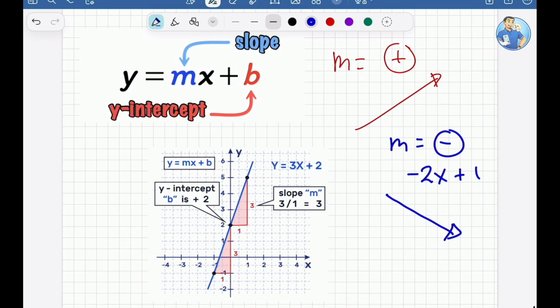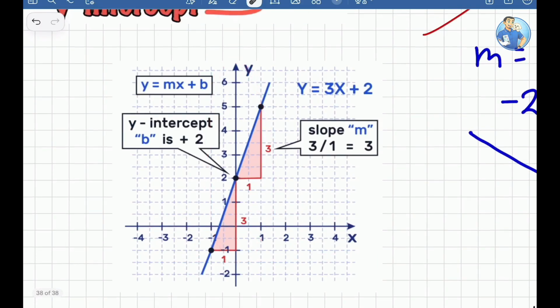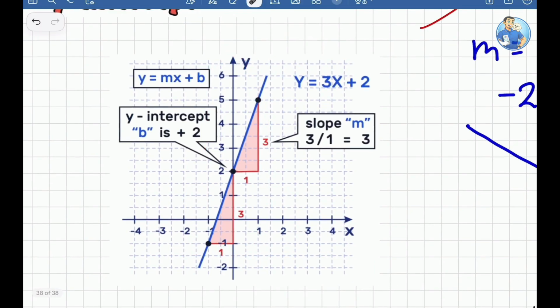Okay, what is b? b is the y-intercept. What is the meaning of the y-intercept? If you remember, we have two axes, the horizontal axis and the vertical axis. The y-intercept is the point at which the line, the function, crosses the vertical axis. In this case, our line 3x plus 2 tells us that the line is going to cross the vertical axis at 2. You can verify this: 2 is the y-intercept because b is 2.